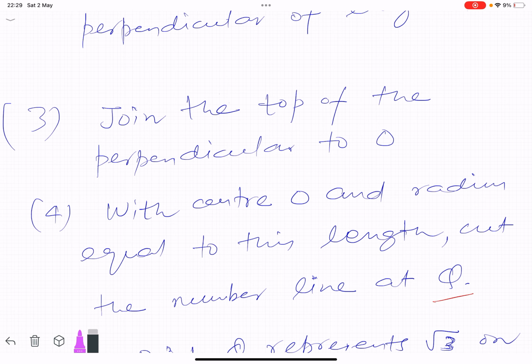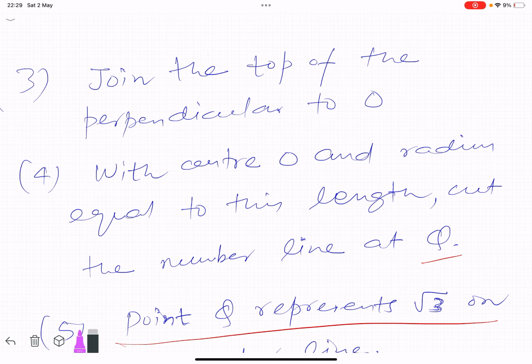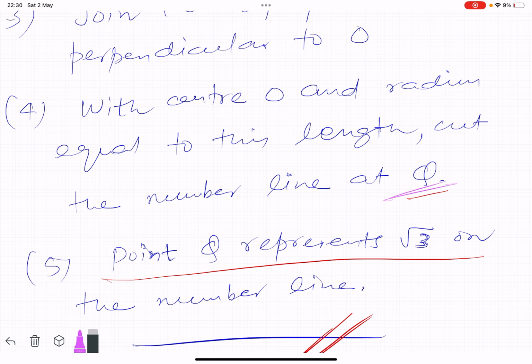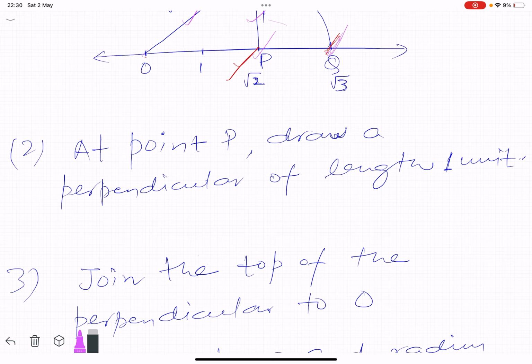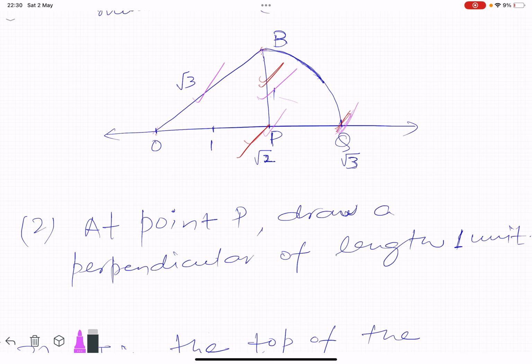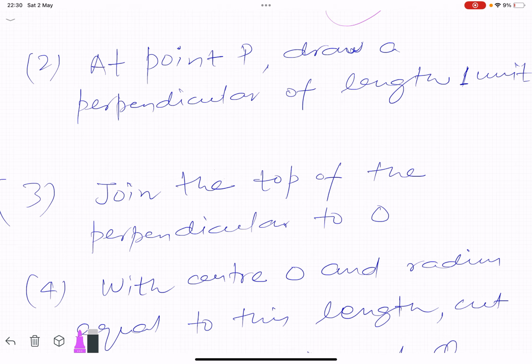So with center O and radius equal to the length, we will cut the number line at Q. Point Q represents root 3 on the number line.